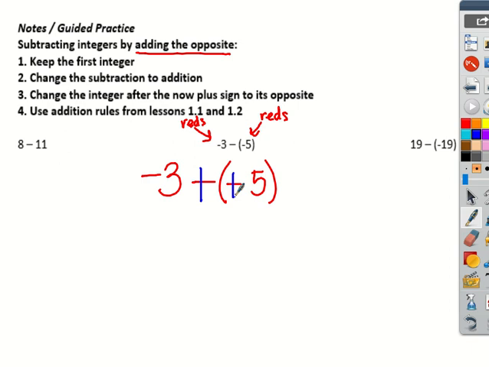Am I skipping anything? No. Because now they're different signs. So I'm saying it a little different than Ms. Talati, just so you guys can hear it different ways. So now that you're looking at it, it's an addition problem and you need to follow your rules for adding, which is same sign or different signs. They're different signs, so what do you do? You subtract. What's 5 take away 3?